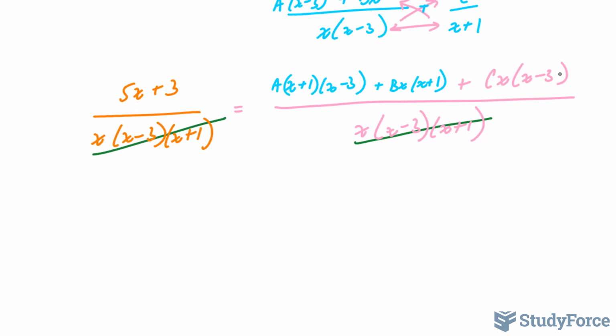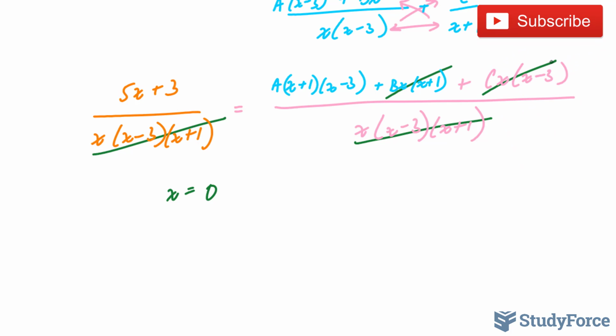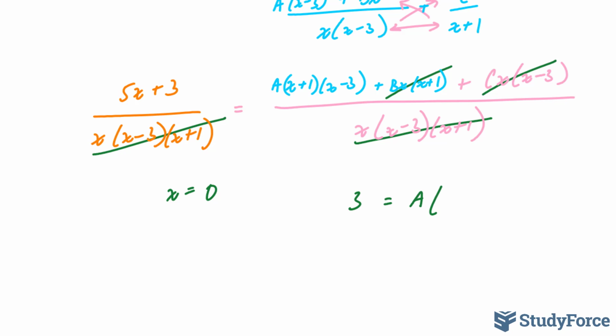We have to ask ourselves, what x will cancel out 2 out of these 3 terms at the top? So if I set x, for example, equal to 0, look what happens. If I put 0 into here and 0 into here, this one and this one will go away. Where I'm left with 5 times 0 is 0, plus 3 is equal to A bracket 0 plus 1, 0 minus 3. 3 is equal to negative 3A, and therefore A is equal to negative 1. We just found our A value.